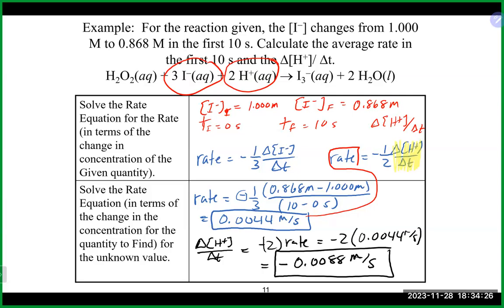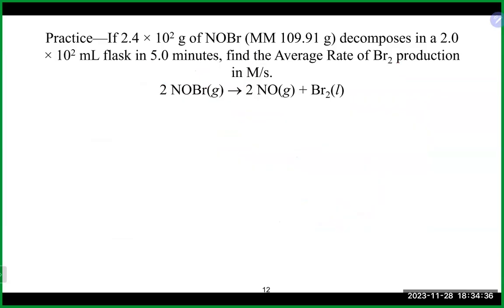All right, so why don't you try the next one we've got going on. If 2.4 times 10 to the 2 grams of NOBr, molar mass 109.91 grams per mole, decomposes in a 2 times 10 to the 2, 200 milliliter flask in 5 minutes, find the average rate of Br2 production in molarity per second.